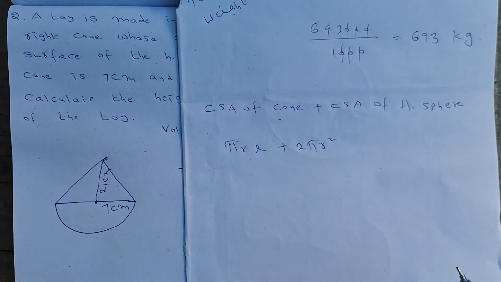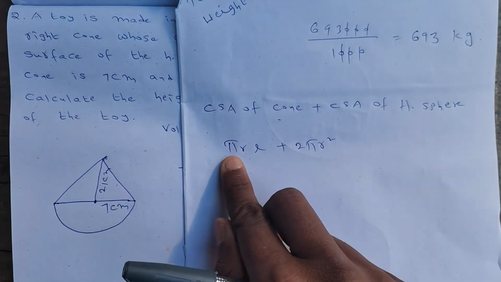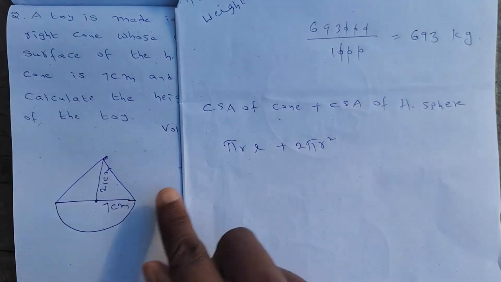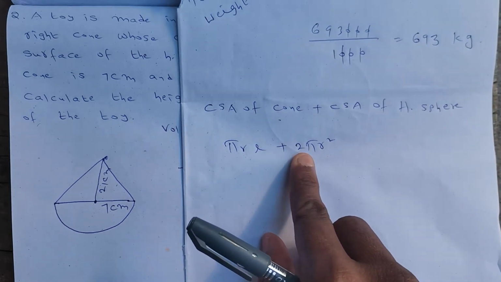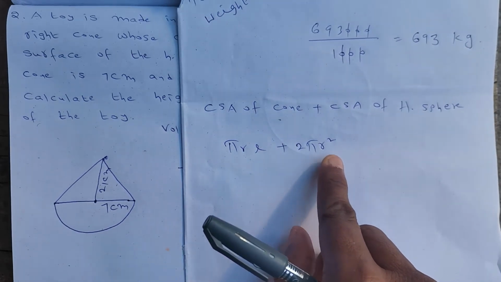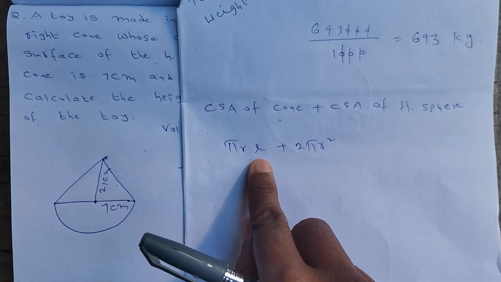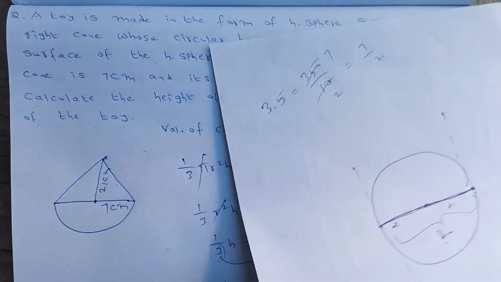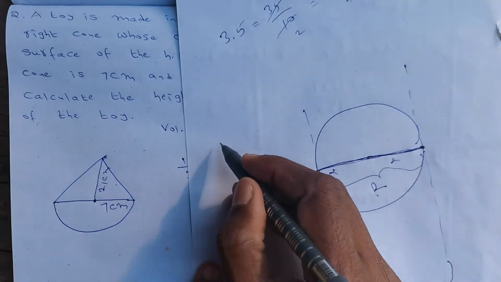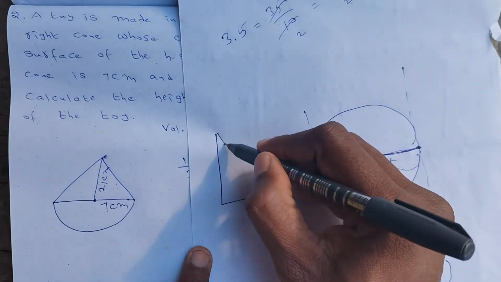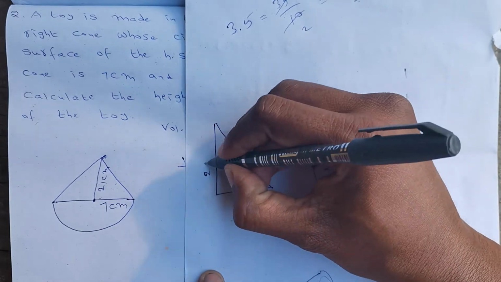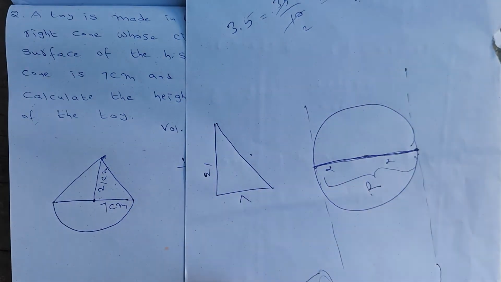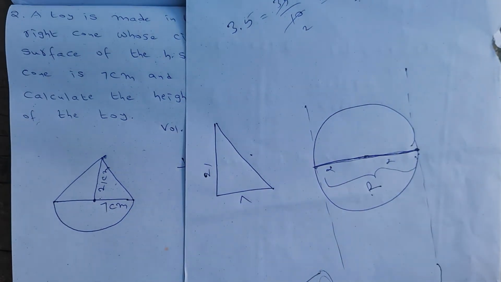Let us check whether we have all the measurements or not. Pi value 22/7, radius is 7. L, the slant height, is not there, we need to find it out. The 2 value we know, pi value we know, radius we know. So only l is missing, thus we need to find the slant height. If you observe clearly, we have a right angle triangle here, and the height is 21 and the radius is 7. So we need to find this hypotenuse. That hypotenuse is the same as the slant height.